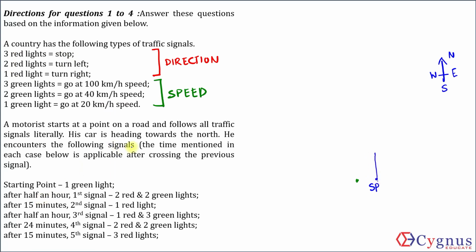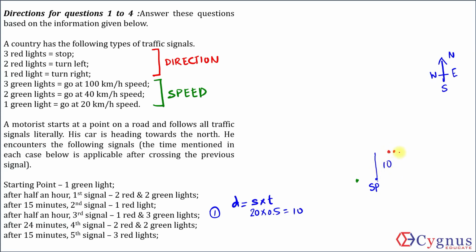Now something about time was mentioned in the bracket. The time mentioned in each case below is applicable after the previous signal. So the previous signal was 1 green light. Now after that, half an hour makes sense. Half an hour at a speed of 20 kilometers per hour. So the distance in the first leg will be distance equals speed into time. Speed was 20, time was half an hour. Distance 10 kilometers. First leg, 10 kilometers.